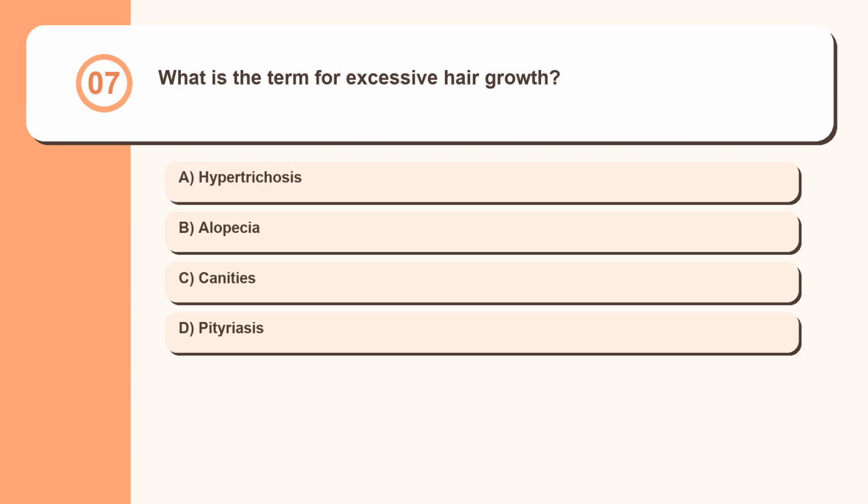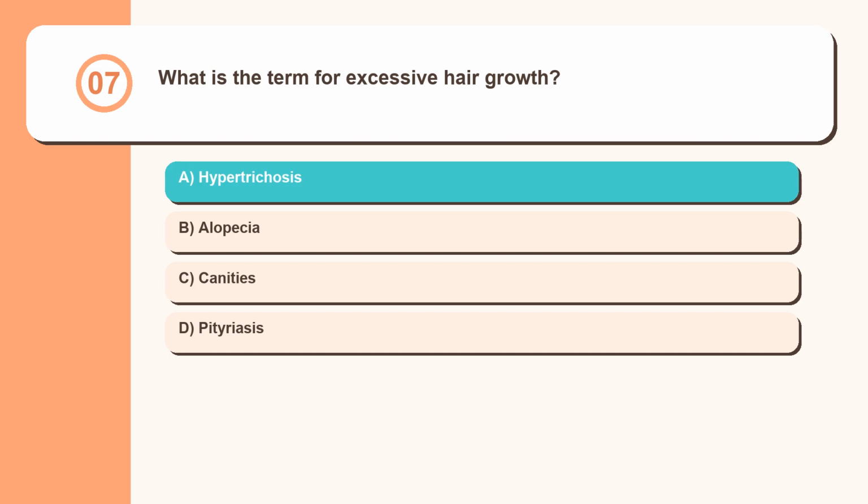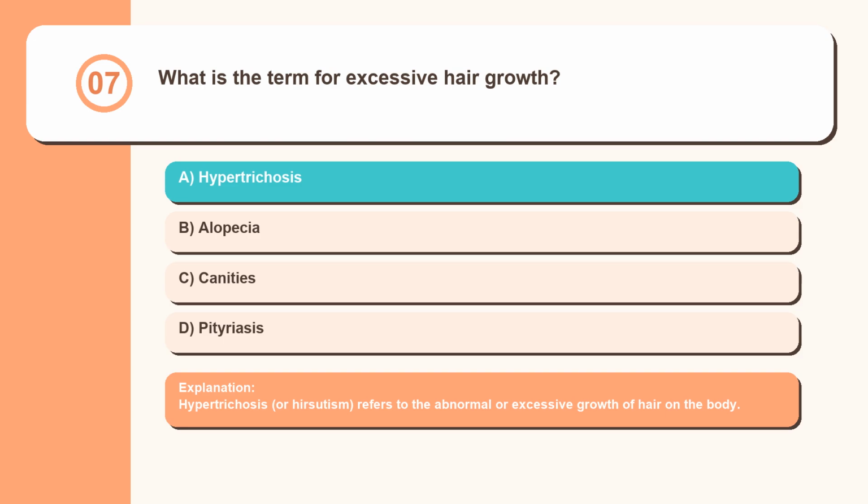Question 7. What is the term for excessive hair growth? Hypertrichosis, alopecia, canities, pityriasis. Hypertrichosis, or hirsutism, refers to the abnormal or excessive growth of hair on the body.